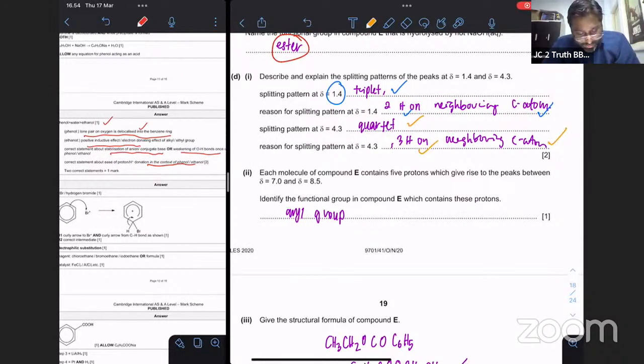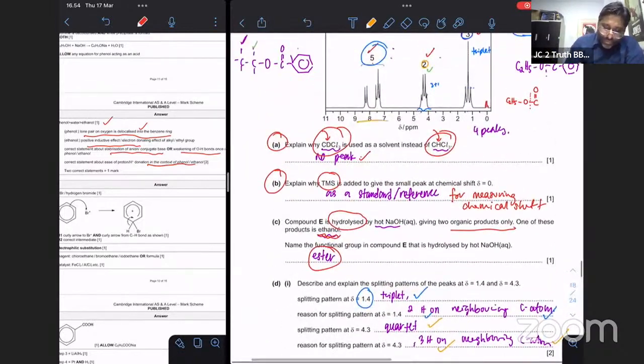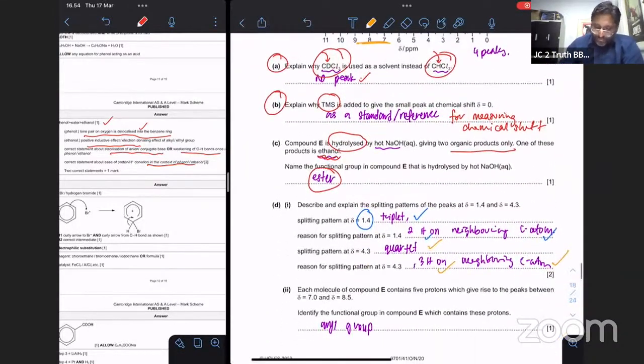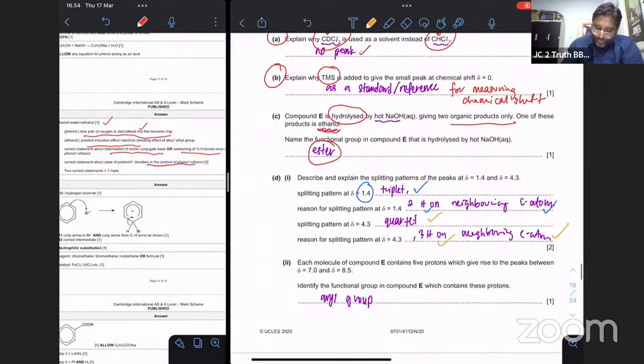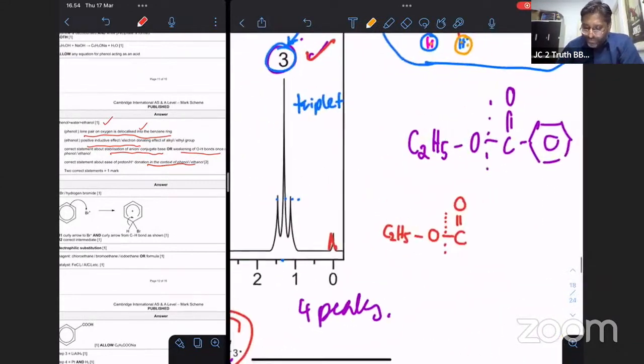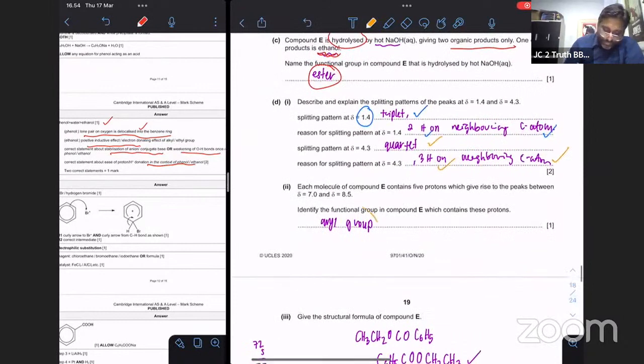Now, each molecule of compound E contains 5 protons, which give rise to peaks between 7 and 8.5. So from here to here, there are 5. They are quite close, and it is going to be 5. So identify the functional group. What functional group? The hydrogens are attached to the aryl compound, the benzene. So they are going to be attached to the aryl group.